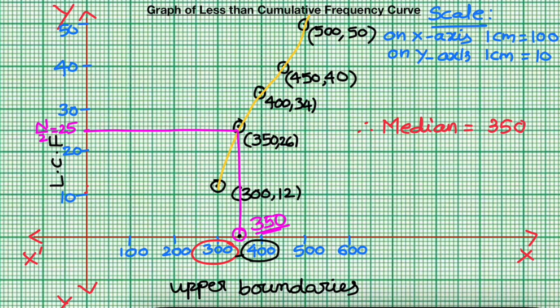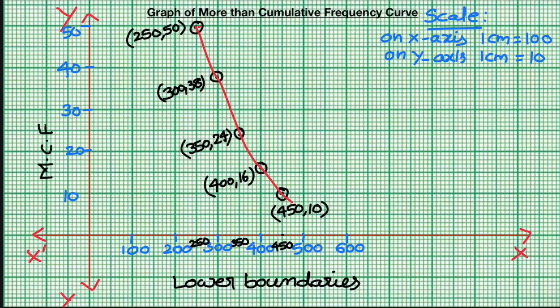Now, I will take the greater than cumulative frequency curve. Here also, I mark 25 on the y-axis and draw a parallel line to the x-axis. I mark the intersecting point and I draw a perpendicular line to the x-axis. This perpendicular intersects the x-axis at 350. Therefore, the median of the given data is 350.